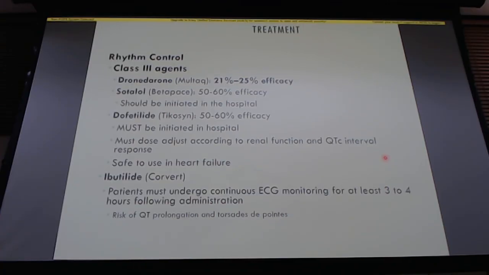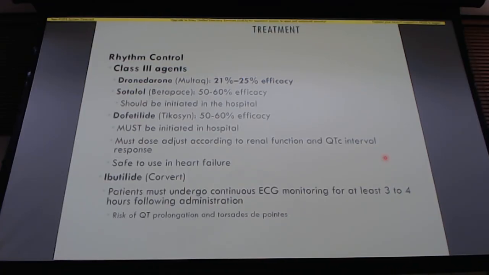Looking at your dronedarone, remembering that this was like our alternative to our amiodarone, and it didn't have that iodine moiety in it, so we weren't so worried about the iodine. But we did lose some of the efficacy that we typically were seeing in our amiodarone, okay? So you have your sotalol also listed here, which is a better choice, just like our dofetilide, okay?